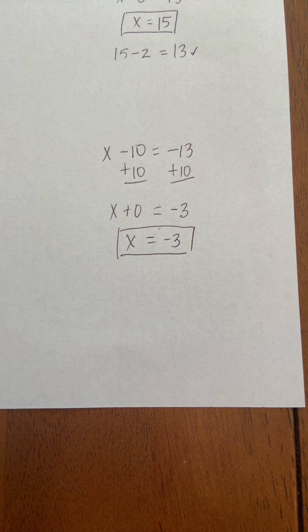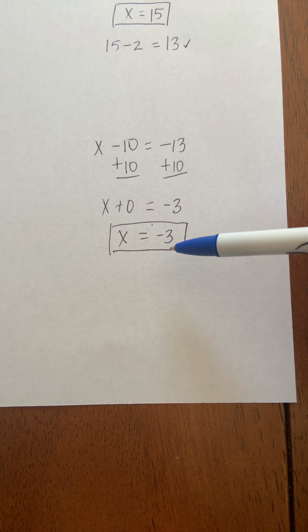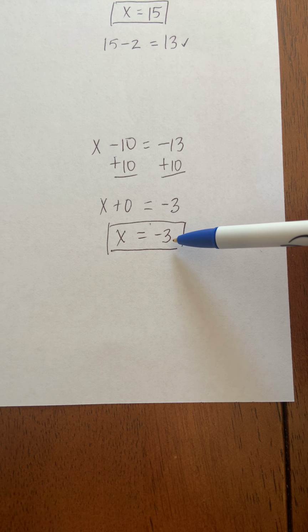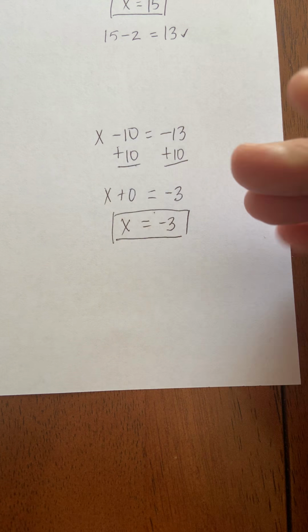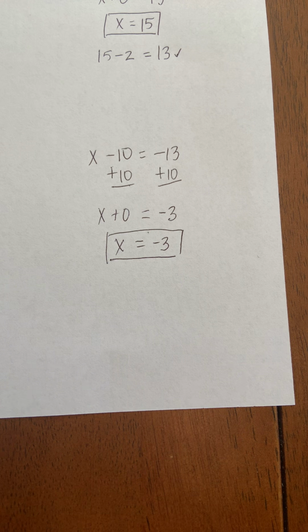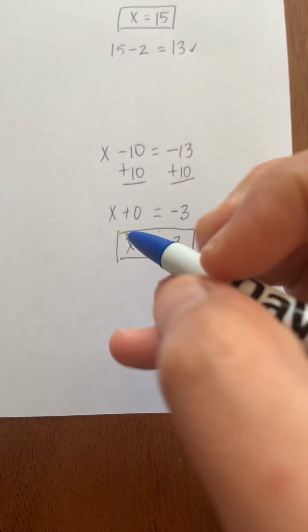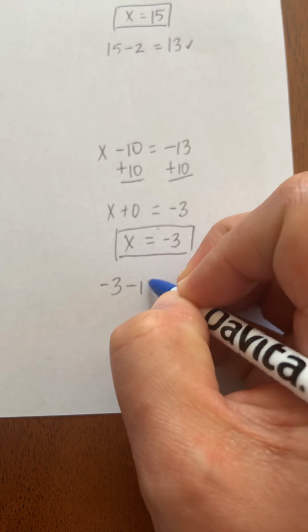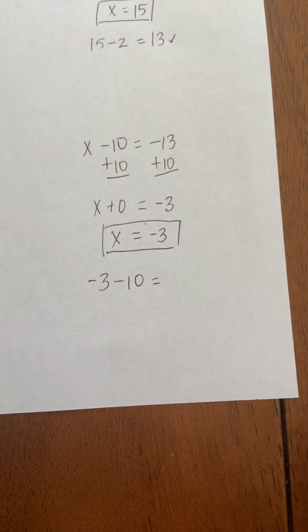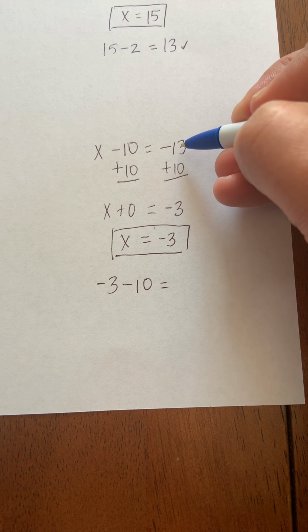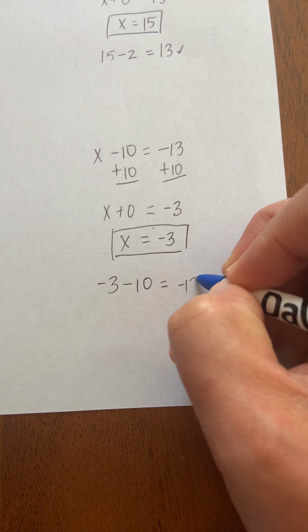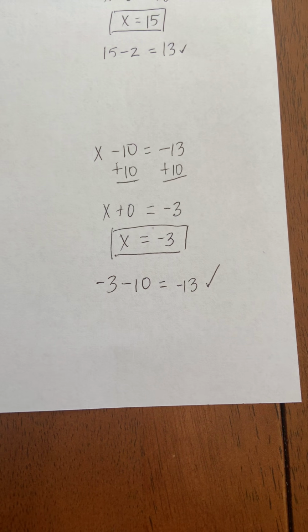Let's double check our answer to make sure it's correct. You should always do that, because if you check your answer and it's incorrect in here, that means you made an error somewhere. So substituting negative 3 back in for x, I have negative 3 minus 10, and that equals, when you type it in your calculator, negative 13. Our answer checks out as being correct.